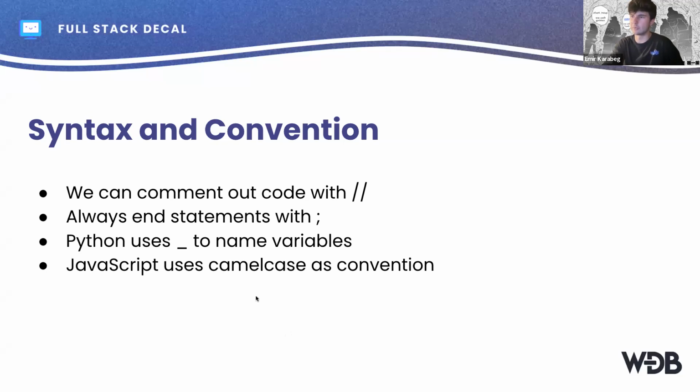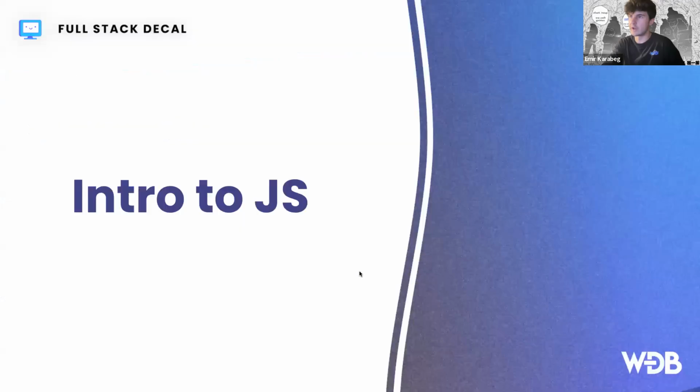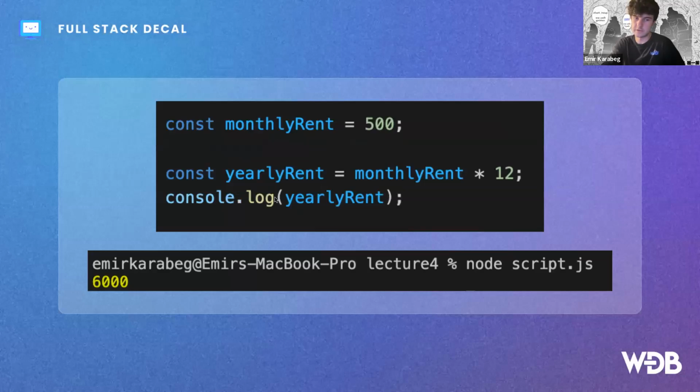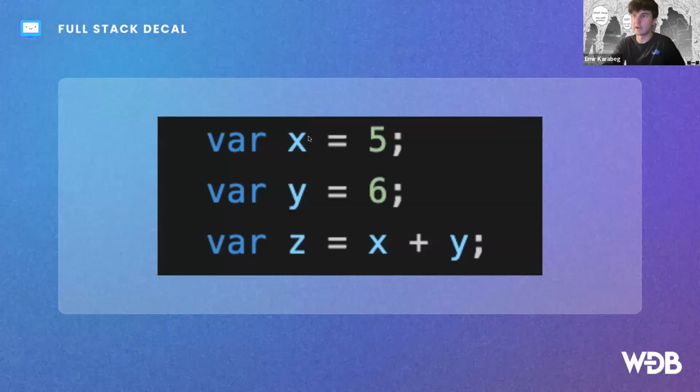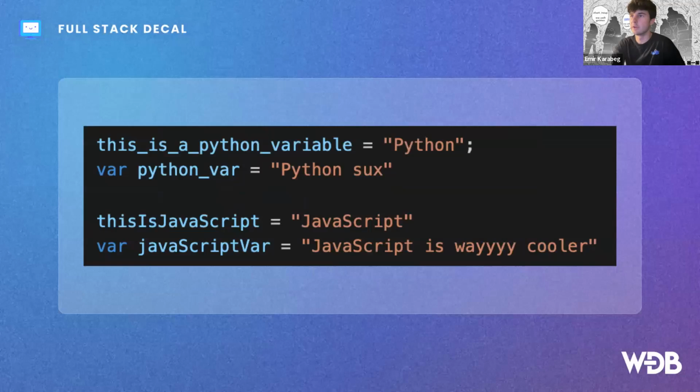Okay, so in JavaScript, we use camel case as convention. As you saw in these variable definitions here, you said monthly rent. So this is lower camel case. It starts out lowercase and then uppercase. It's just naming convention. Again, it's not going to error. It's just what we like to do. So in Python, we separate our words like this. So we say this is a Python variable. You can notice the underscores. In JavaScript, we just have this capital, capital, capital.